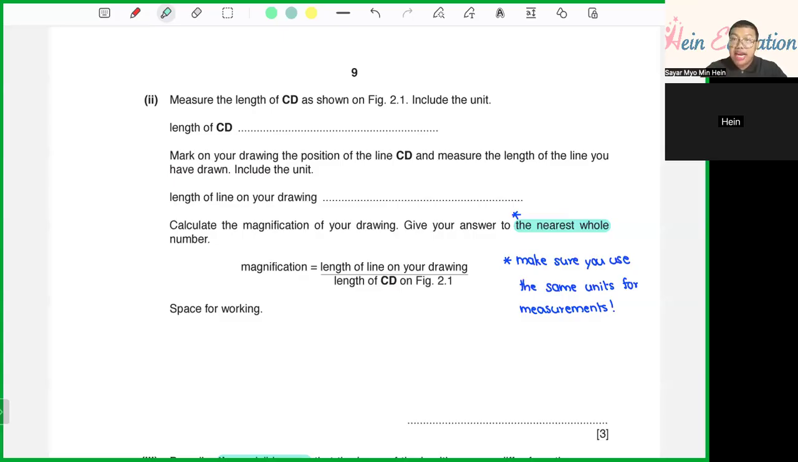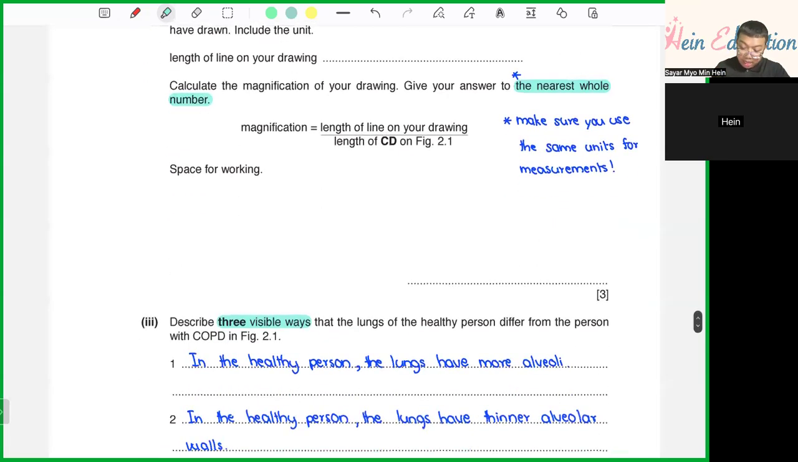And also after calculating, they ask you to give the nearest whole number. So don't just leave it with one decimal or two decimals. Make sure you use the answer which has the nearest whole number.